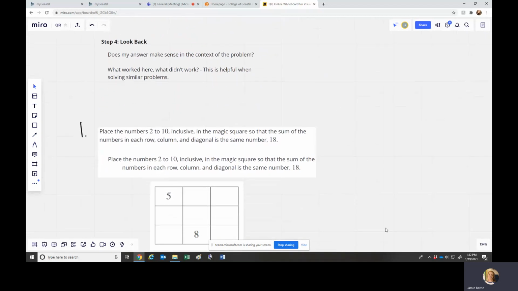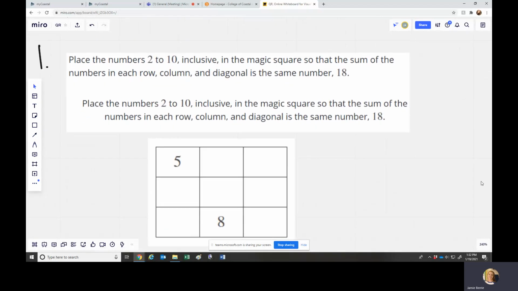All right, so we're going to start off with a fun problem, and then we'll work our way into some more complicated problems. The first problem says, place the numbers 2 to 10 inclusive. That means you have to include the numbers 2 and 10. So place the numbers 2 to 10 inclusive in the magic square so that the sum of the numbers in each row, column, and diagonal is the same number, 18. All right, so step 1 is to understand the problem. So let's talk about what we're doing here. Our whole goal is to place each of the numbers 2 to 10.